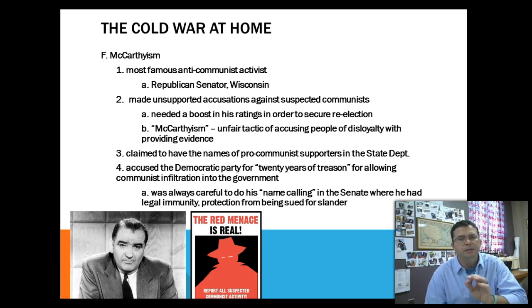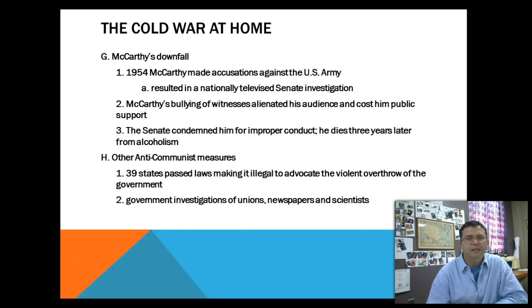McCarthy was very safe to never use anybody's name in public. He only announced the names of the people during these sessions of the Senate where he had political immunity or legal immunity from slander. Because he never really had any hard evidence, he would only use their names during Senate meetings.